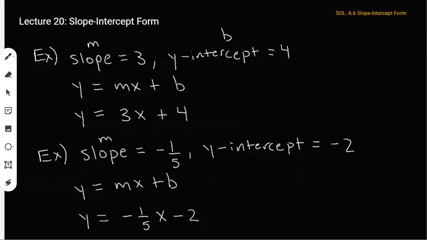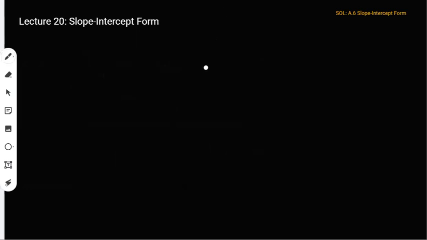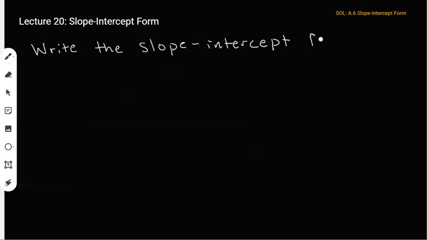Okay, so heading back to our slides right here, what we're going to be doing next is going back and forth between standard form and slope-intercept form. So what we want to do now is write the slope-intercept form of the equation of each line.